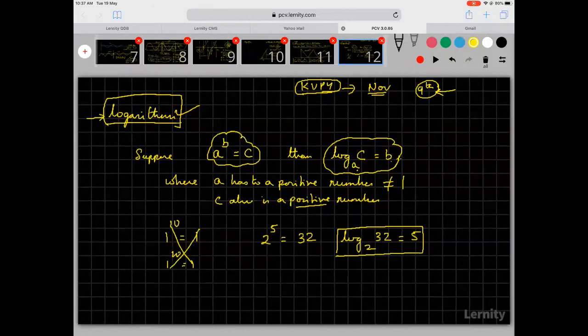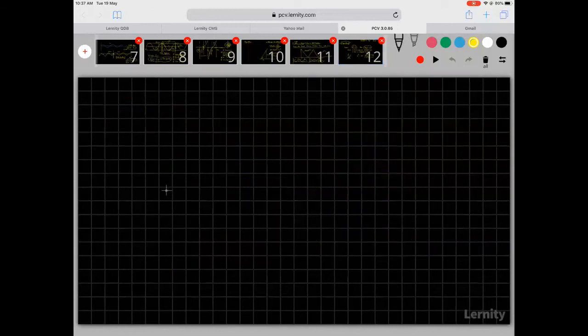So if you understand this, then can you tell me what is log of 8 to the base 2? Don't tell me. You write in your notebook and then you send me a snapshot. This is my number. If you are working and you are having any doubts, please message. I will help you.